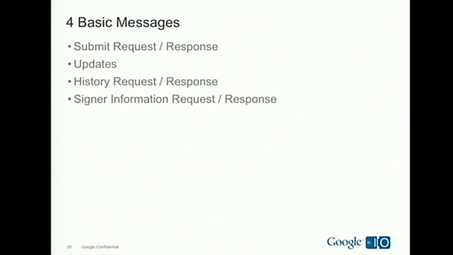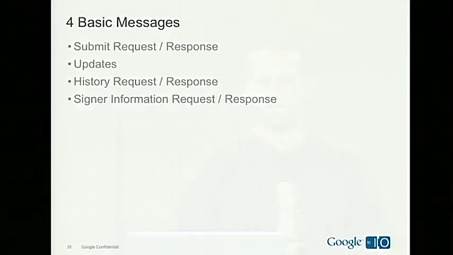Signer information request and response is related to the signing that I mentioned earlier, where a certificate can be requested from the wave server that signed the delta. The wave server that hosts the wavelet has to keep all the certificates for the wavelet that it has authority over. And these certificates are collected when other wave servers submit deltas to it. This is so that if the other wave servers go away, anyone can still verify that those deltas were authored by the domains that they claim to be.